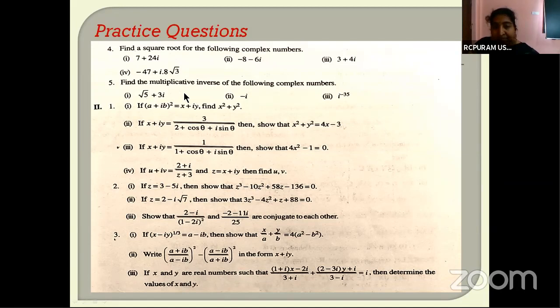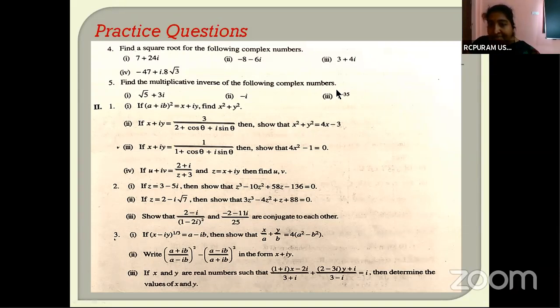For this problem, the multiplicative inverse of z is 1 by z. That means if you take the multiplicative inverse of this, it should be 1 by root of 5 plus 3i, isn't it? So first you write what is the multiplicative inverse. Then you try to see whether you have i in the denominator. If you have i in the denominator, again you need to reduce it into a plus ib form by multiplying and dividing with its conjugate. So for all these problems, it is the same, children.